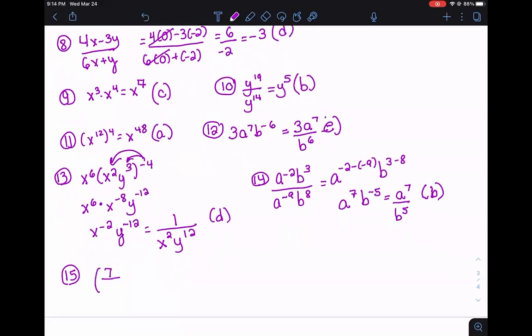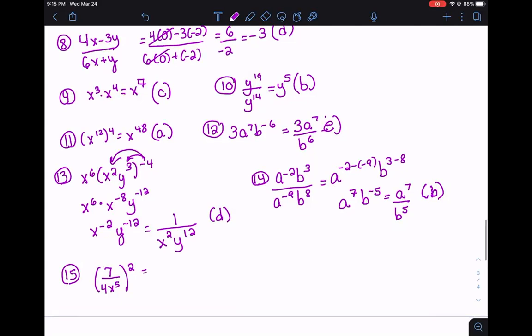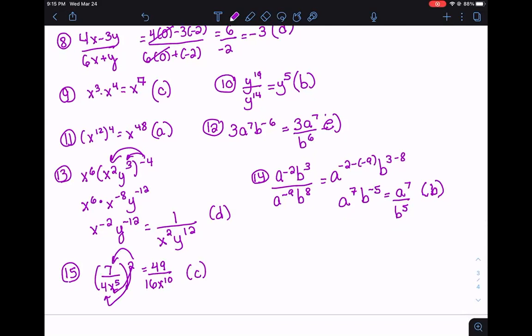7 over 4x to the 5 raised to the 2nd power. So I'm just going to give people a minute. Okay. 7 raised to the 2 is 49. 4 raised to the 2 is 16. So remember, everything is going to get raised to the power. And we are left with 49 over 16x to the 10th power, which is going to be choice C. Okay, so I'm open for questions on those.